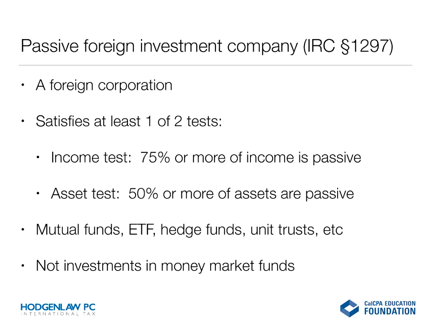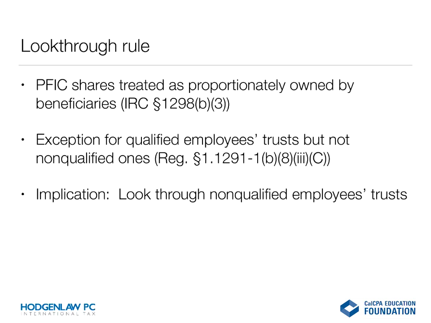What does the look-through rule say? Well, PFIC shares are treated as proportionally owned by the beneficiaries under a special look-through rule, and this is different than the rules for owning trusts. The regulations provide an exception for qualified employees' trusts, but not non-qualified employees' trusts. So we have a negative implication here. We have look-through for non-qualified employees' trusts. And in this way, often the result is there's a backdoor look-through rule where, yes, supposedly the trust income is not taxed, but PFICs are.